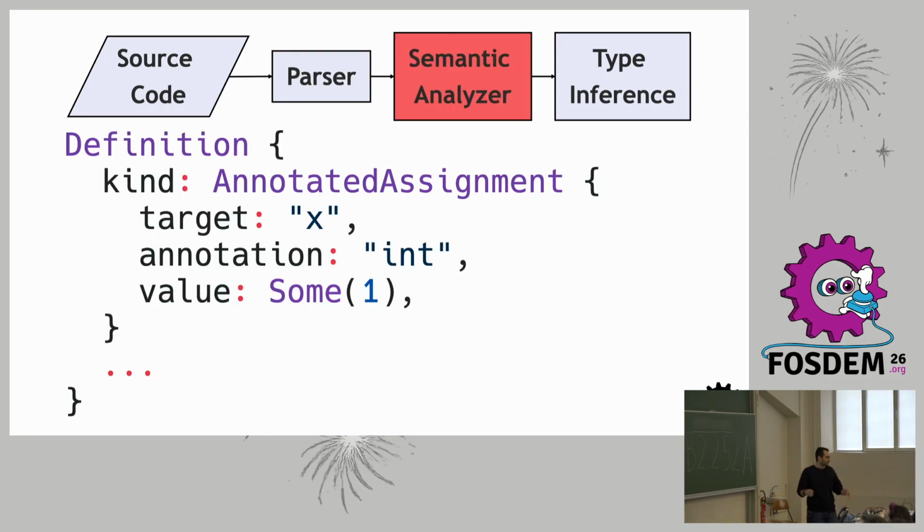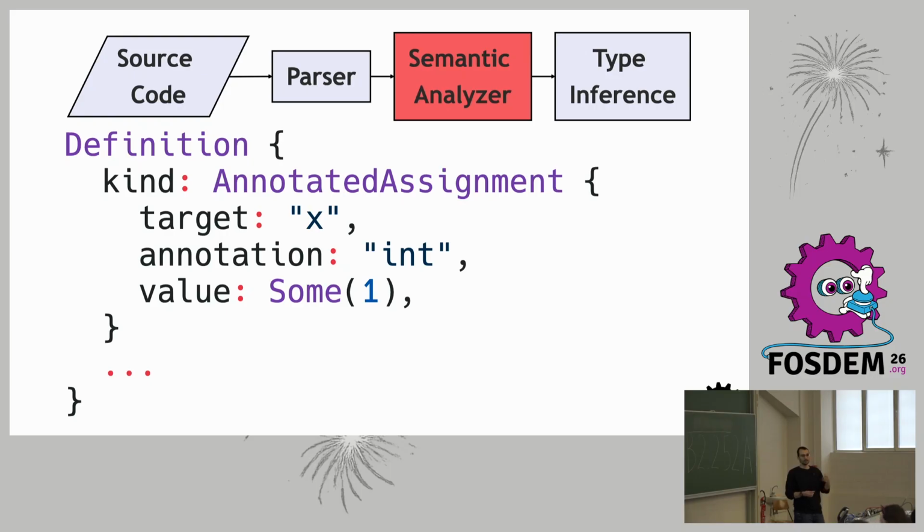Then we have the semantic analyzer, which goes over the AST that the parser produced for us, so it goes over all of the structures. And then we would try to derive more information from that. Things like, what are the definitions in my program? Functions, classes, scopes, all these things. What are the variables defined?